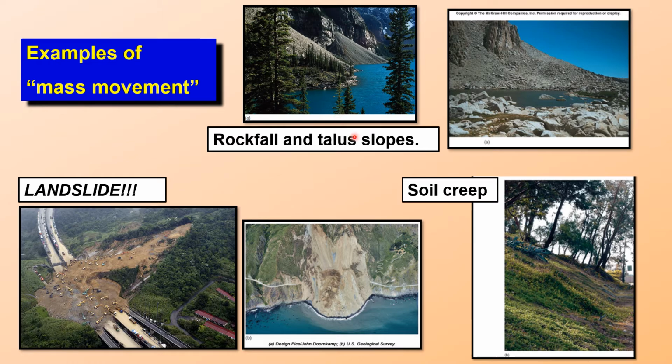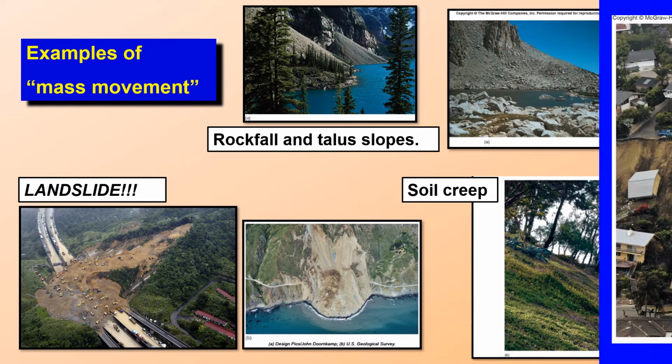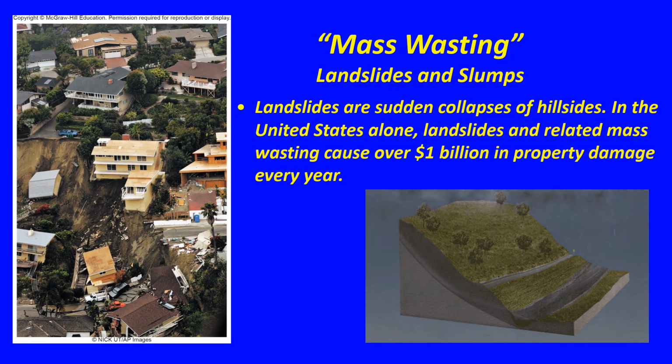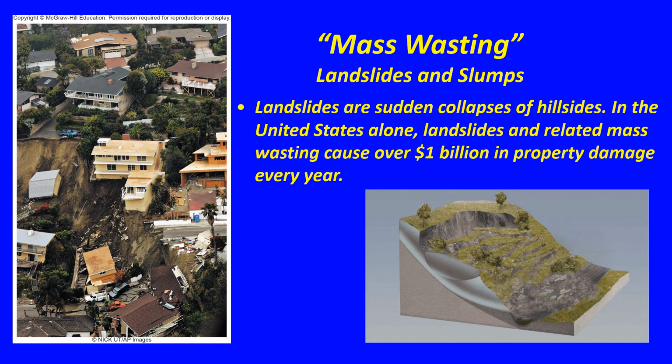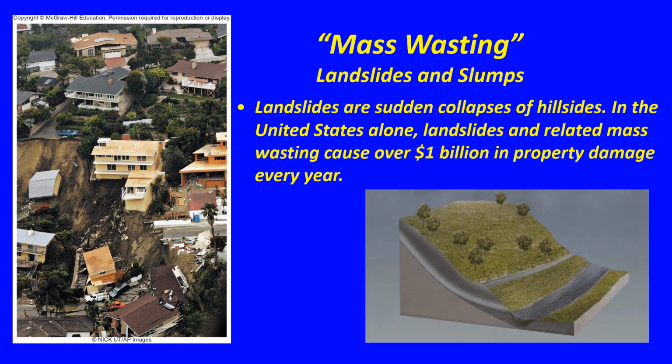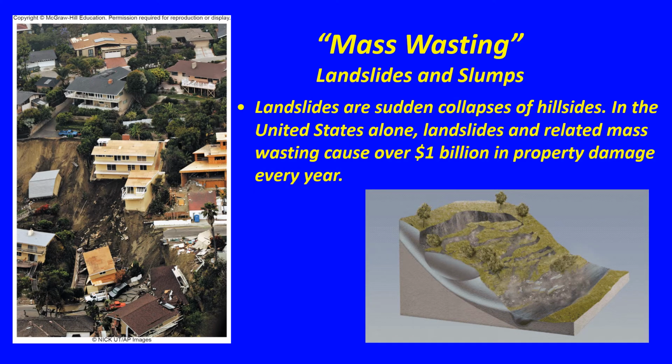So talus slopes and talus cones are a landform feature. It kind of looks like it makes a cone at the base of the slope. Look for that. Mass wasting means landslides and slumps, which cause a lot of economic damage every year.